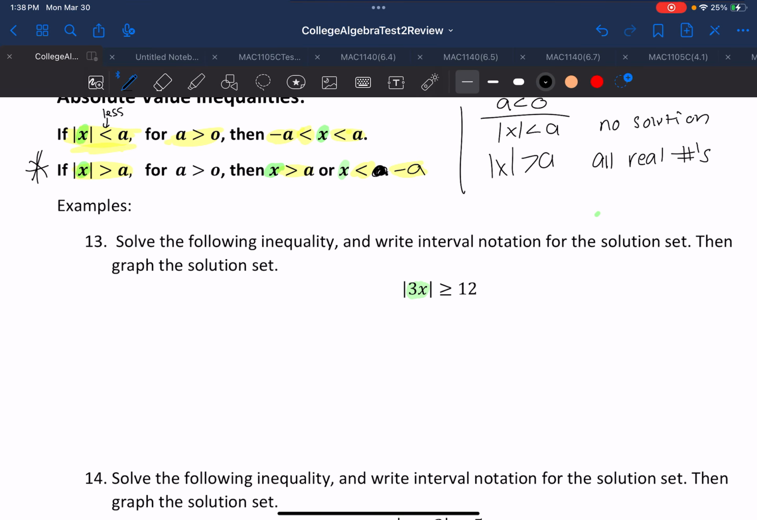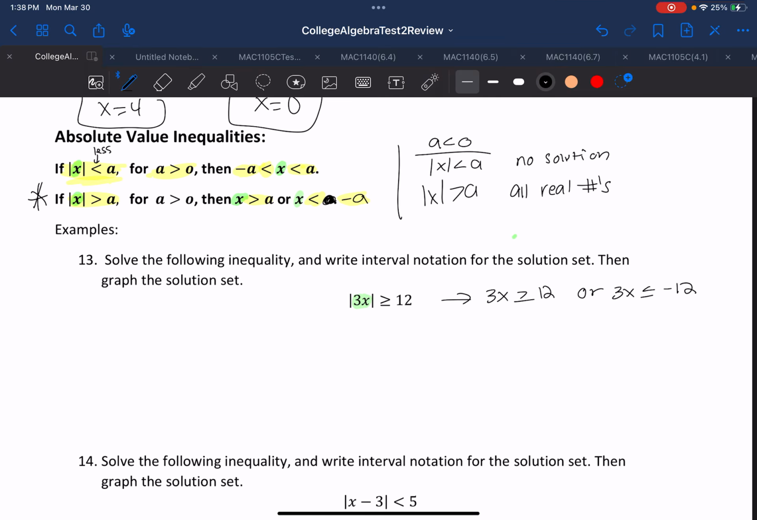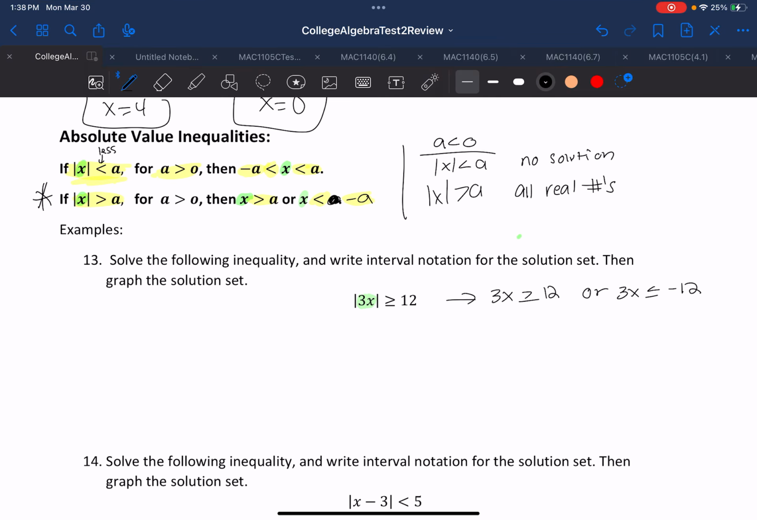And it's greater than, so I just take the 3x inside the absolute value and I set it greater than or equal to 12, just like it says. Or I take 3x and I change the sign to less than or equal to negative 12. And then I would solve both of these inequalities for x. So I would divide both sides by 3 on both of them. So x will be greater than or equal to 4, or x will be less than or equal to negative 4.